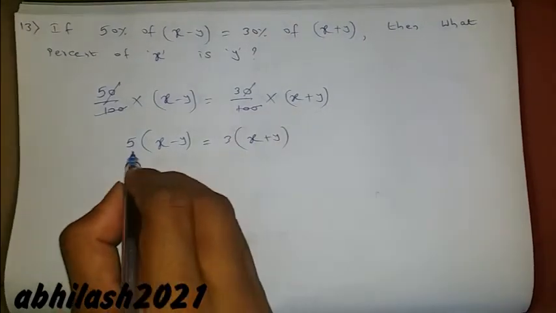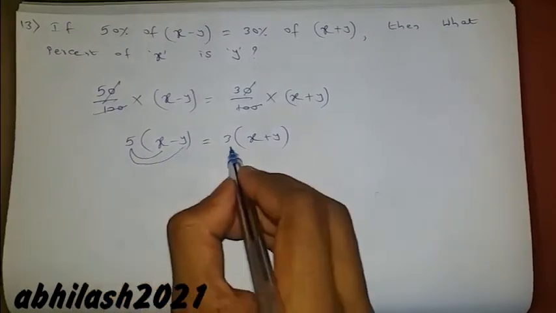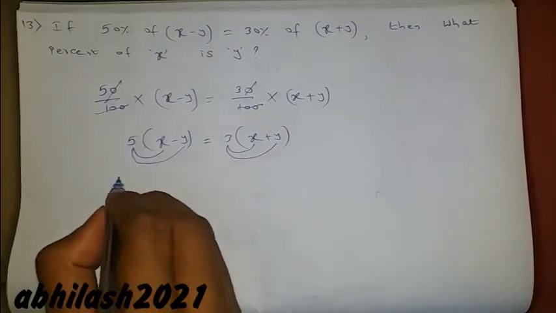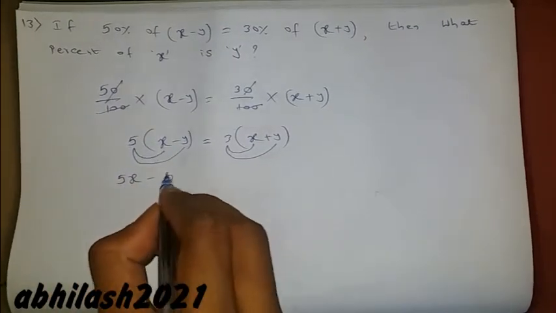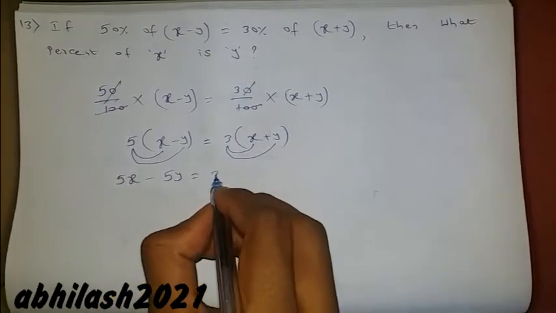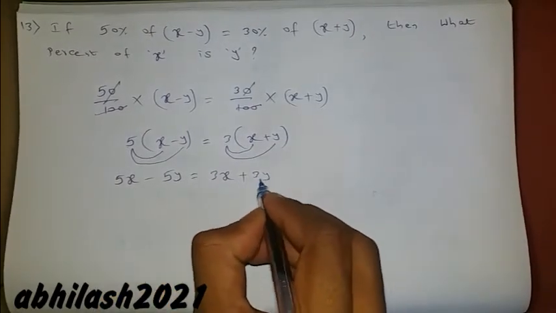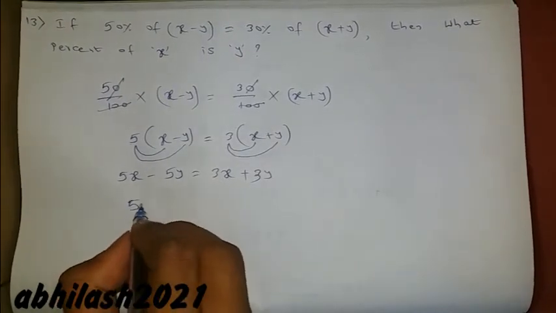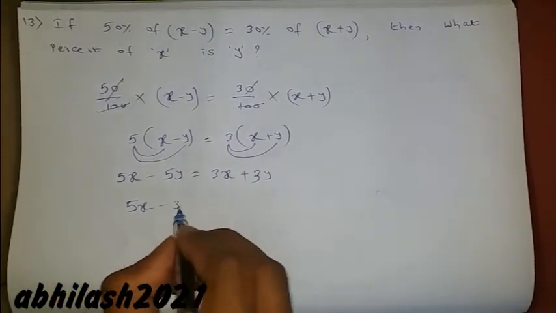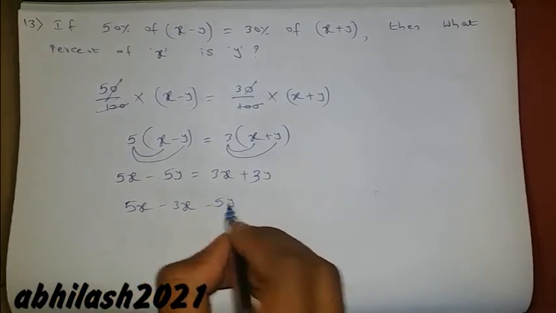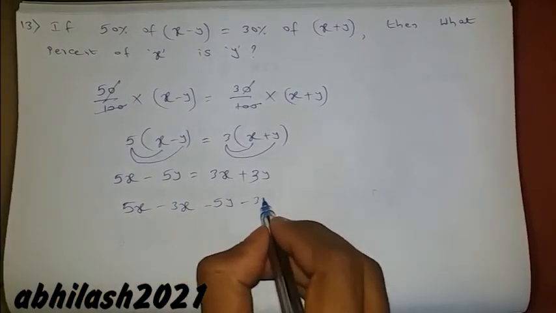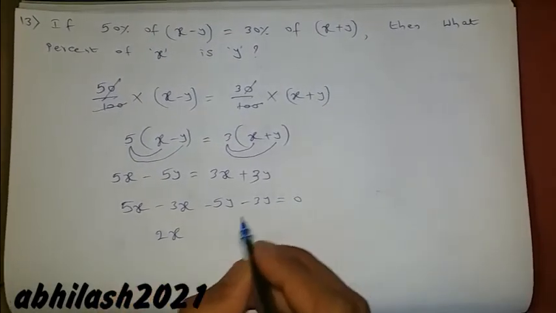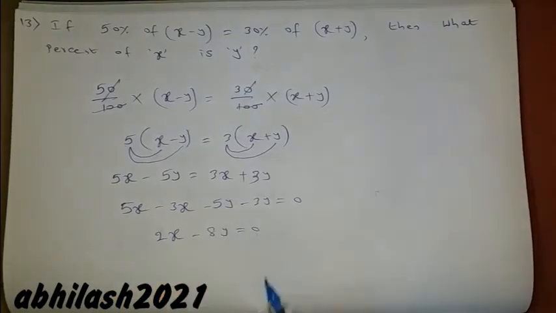If you open the bracket, outer one into first one, outer one into second one. 5 into x, 5x minus 5 into y, 5y. 3 into x, 3x plus 3 into y, 3y. Now I will take everything to one side. This 5x as it is, minus 3x, minus 5y as it is, plus 3y if we take that side will become minus 3y, which is equals to 0. 5x minus 3x, 2x, minus 5y minus 3y, minus 8y is equals to 0.